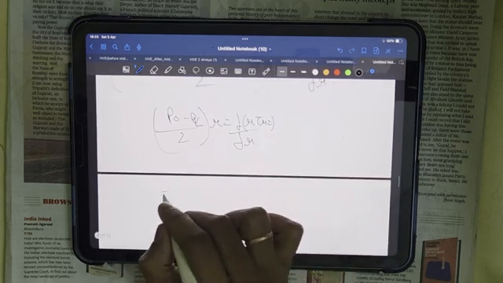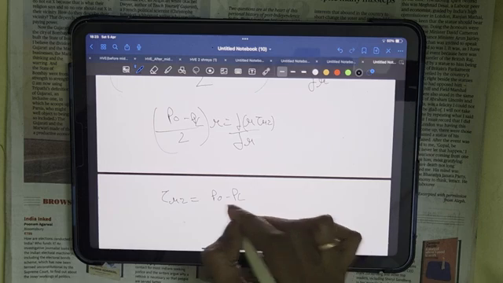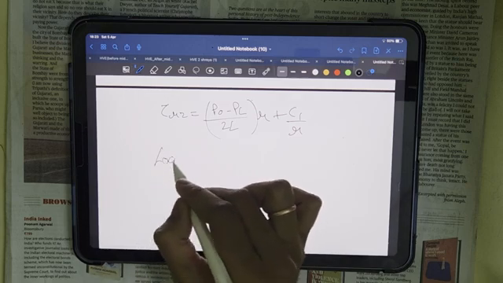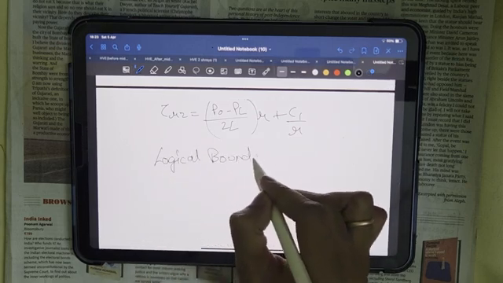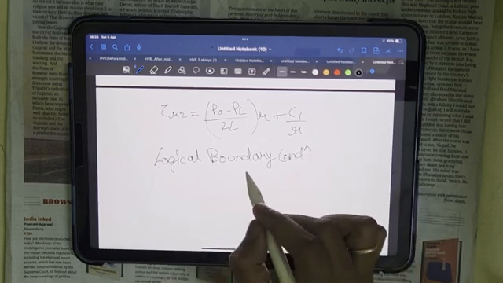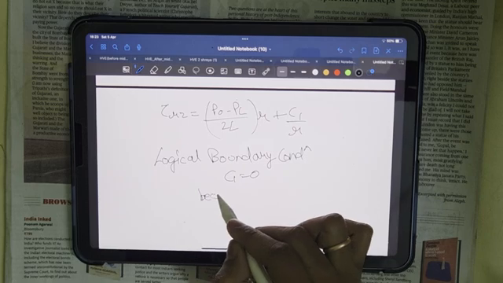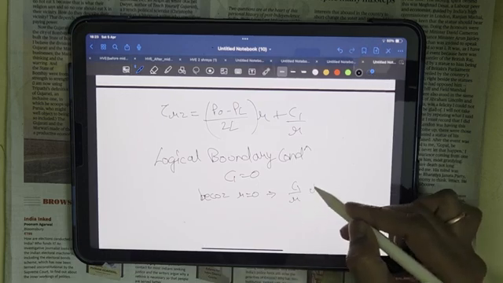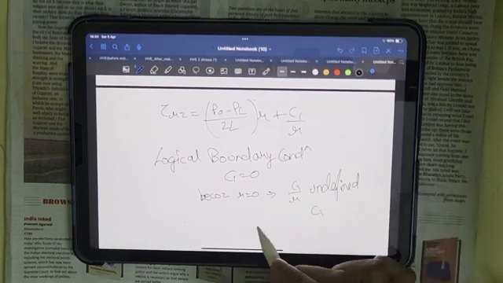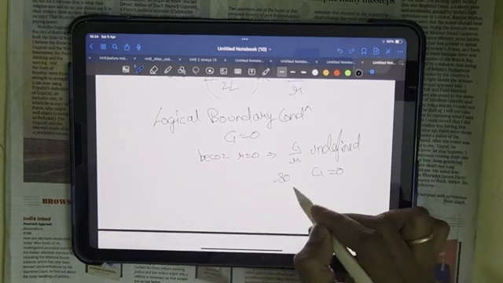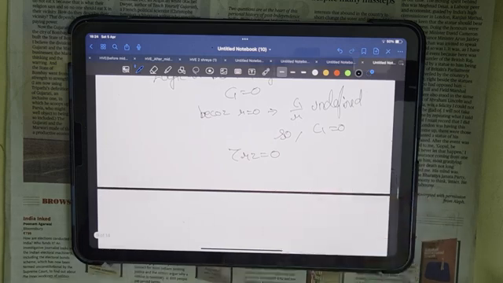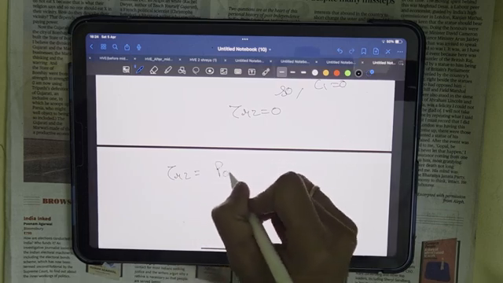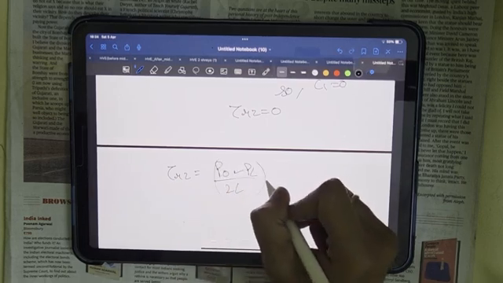After integrating, we get tau rz equal to (P0 minus PL) upon 2L into r, plus C1 upon r. The logical boundary condition says that C1 has to be 0, because at r equal to 0 the C1 upon r term becomes undefined. Hence C1 has to be 0, so that tau rz is finite. So we get tau rz equal to (P0 minus PL) upon 2L into r.